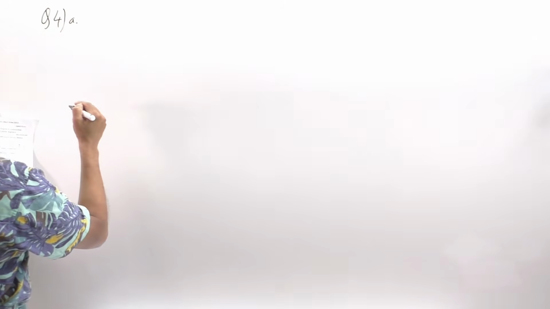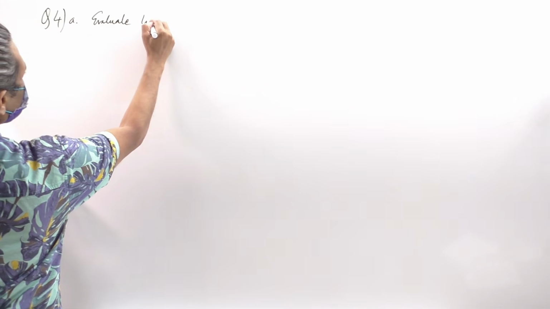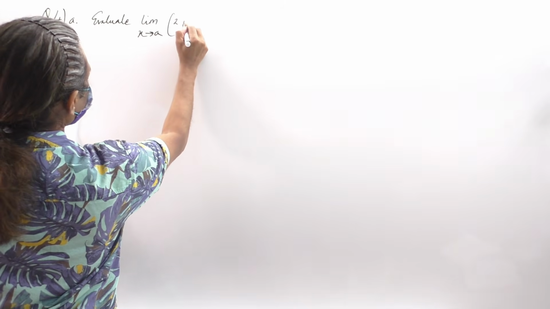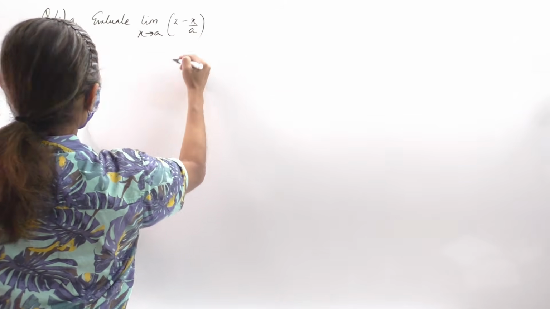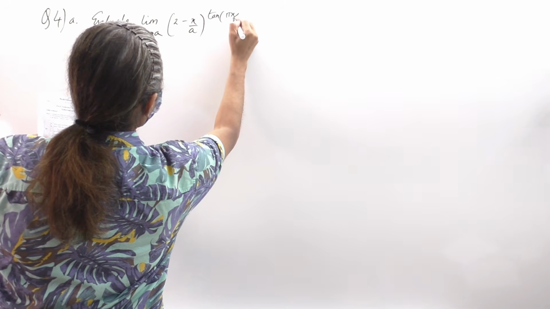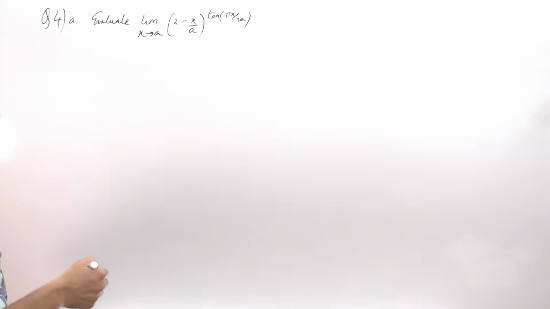Question number 4A. Evaluate the limit as x tending to a of (2 minus x by a) whole raised to tan of pi x by 2a. Okay, this is a L'Hopital's rule problem.